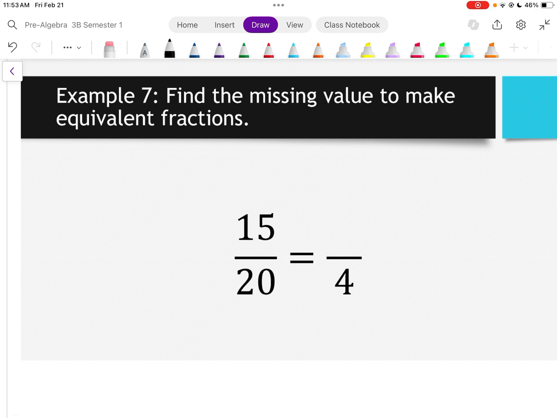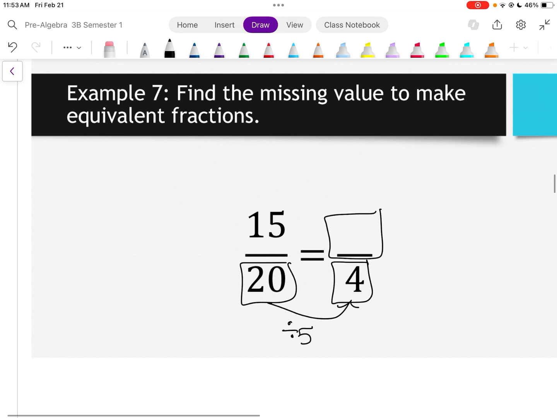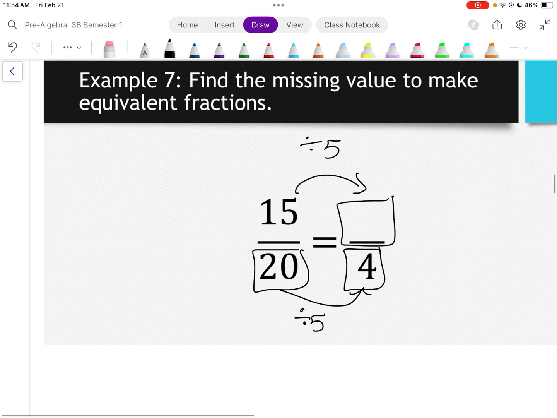Then number 7, 15 over 20 equals 4 over a number. And 4 and 20 are related to each other because I know 20 divided by 5 equals 4. So then on the top, I need to take 15 divided by 5 to give us our answer, and that will be 3.